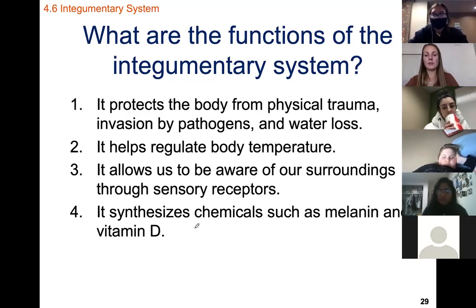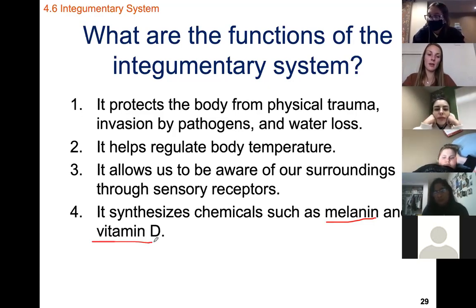And then it synthesizes chemicals such as melanin and vitamin D. Melanin gives that more pigmented color of the skin, and vitamin D helps process sunlight. It's also known that people who live in Iowa over the winter months lack vitamin D because we don't go outside very much.